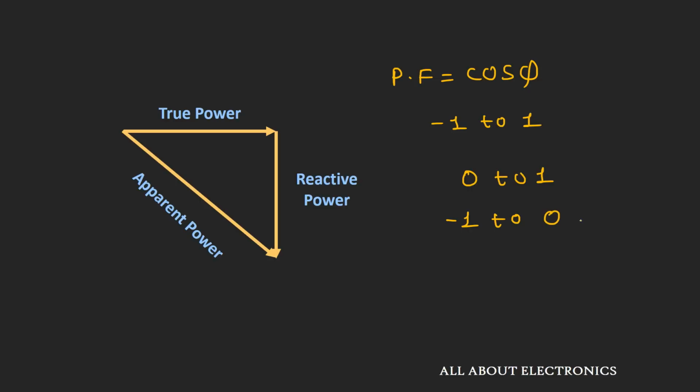So whenever we have an inductive load, the power factor is known as the lagging power factor, because in case of the inductive load the current lags the voltage, while in case of the capacitive load the power factor is known as the leading power factor, because in case of the capacitive load the current leads the voltage. So that is all about the leading and the lagging power factor.